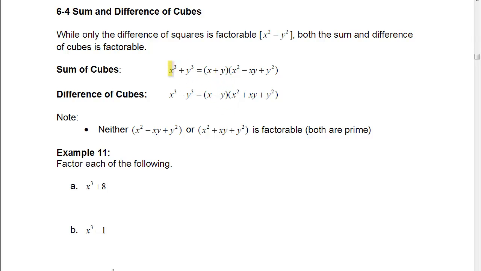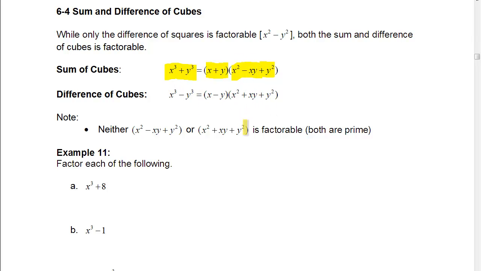So for the example of x cubed plus y cubed, we get the cube root of each in the first bracket, so x plus y. In the second bracket, we have the first part squared, so x squared. At the end, we have plus the last part squared, so plus y squared. And the middle is the opposite of the product, so the opposite of x times y, so that's negative xy.